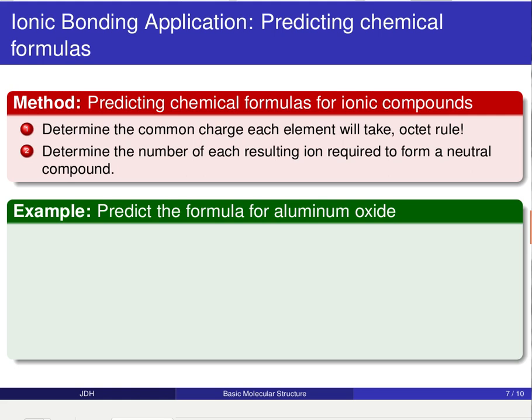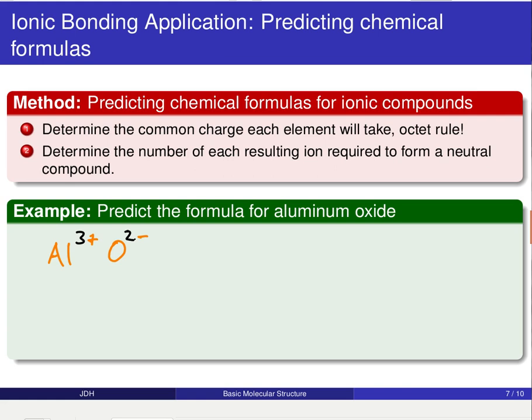So let's look at a final example here where that crisscross method will really come in handy. In this example, we're asked to predict the formula for aluminum oxide. So once again, we'll write out our aluminum and put that charge on there. The charge on aluminum will be 3 plus, and then it's an oxide, so it's going to be oxygen, and that's going to be 2 minus. Okay, so the question we want to ask is what ratio of aluminum and oxygen ions, rather, are going to be required in order to form a neutral compound.